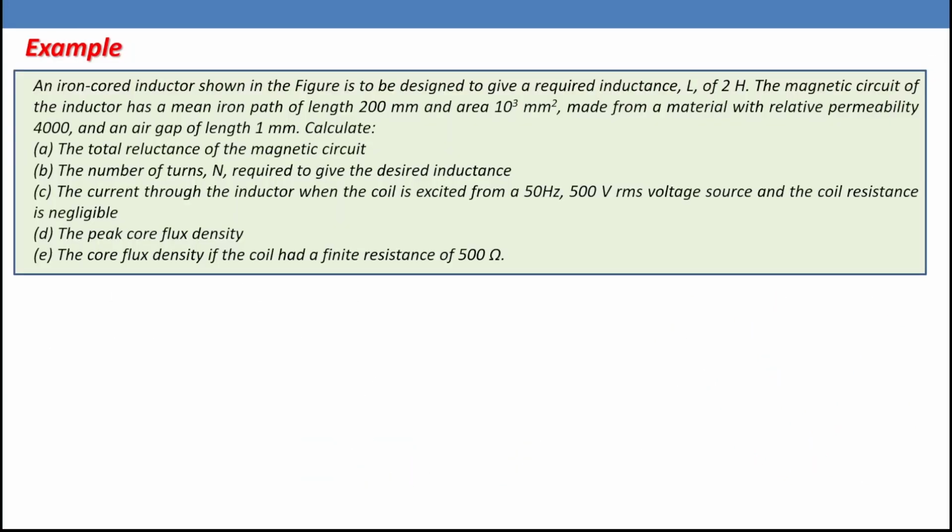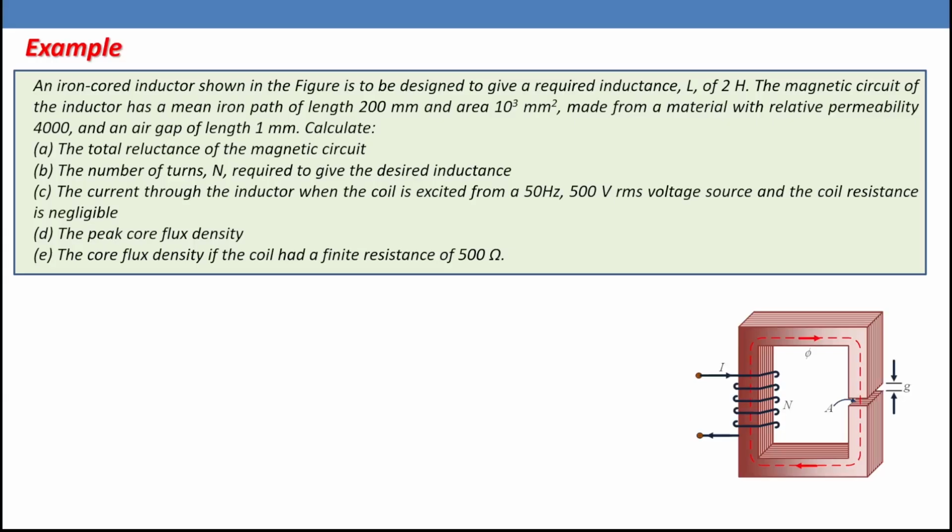Let's take an example. An iron-cored inductor shown in the figure is to be designed to give a required inductance L of 2 Henry. The magnetic circuit of the inductor has a mean iron path of length 200 mm and area 10 to the power 3 mm squared, made from a material with relative permeability 4000 and an air gap of length 1 mm. So we need to calculate the total reluctance, the number of turns required to give this inductance, the current through the inductor when the coil is excited from a 50 Hz 500 volt voltage source and the coil resistance is negligible, and the peak core flux density in this case. If the resistance of the coil is 500 ohm, what will be the flux density? So let's start the solution now.